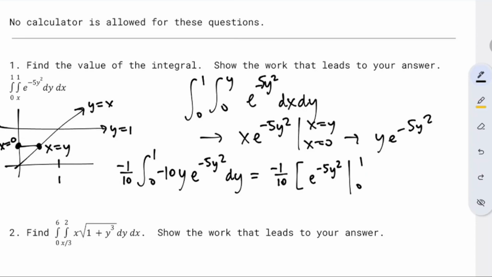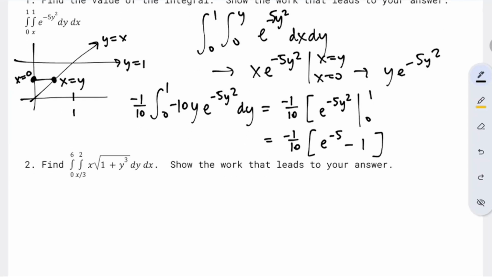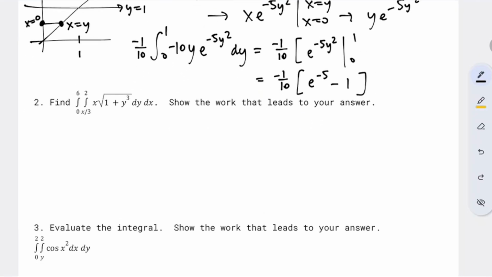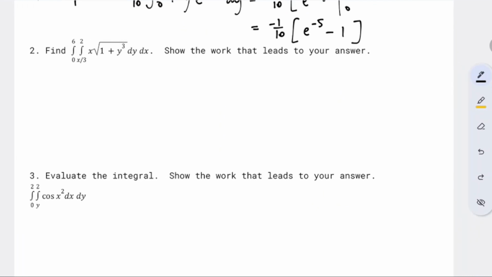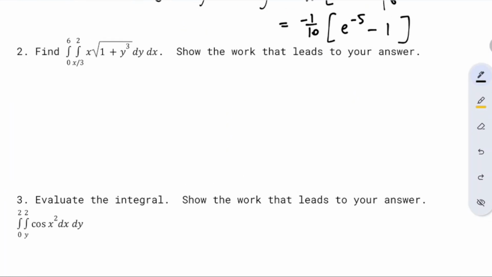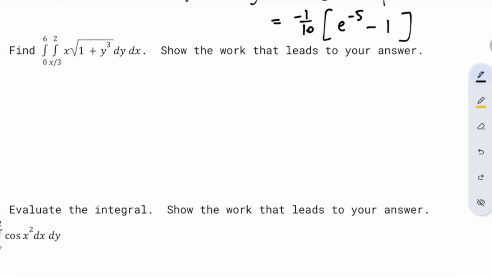And when I plug in y equals 1, I'm going to get e to the negative 5, and then when I plug in y equals 0, I'm going to get e to the 0, which is 1, and I'm going to stop there. Okay, yeah, this one is also identical to one that I put on that group quiz, but who knows what I'm going to do in future years. So, all right, let's see.